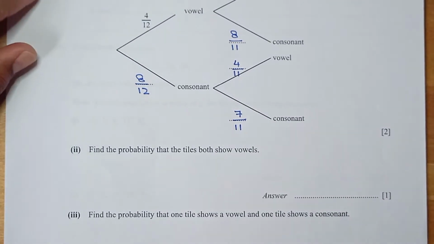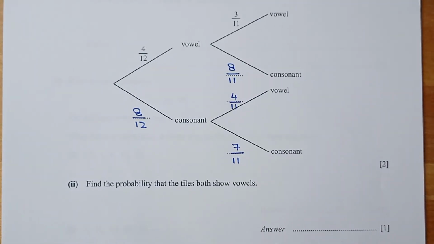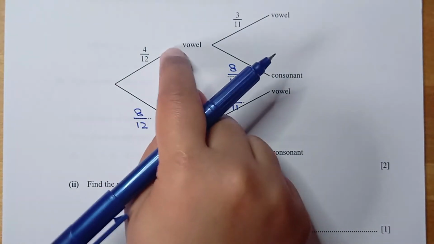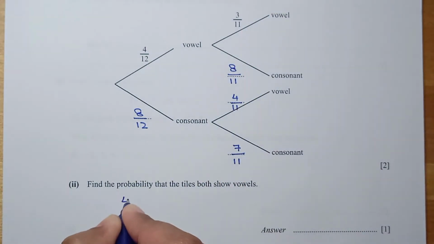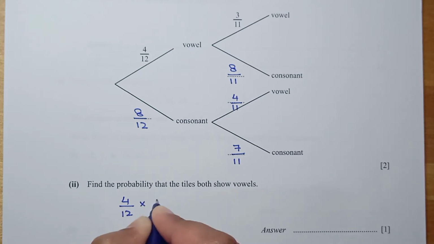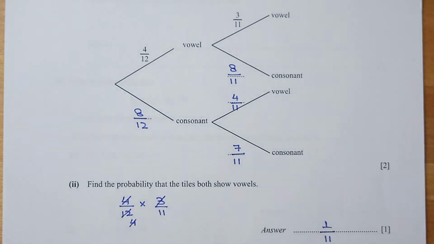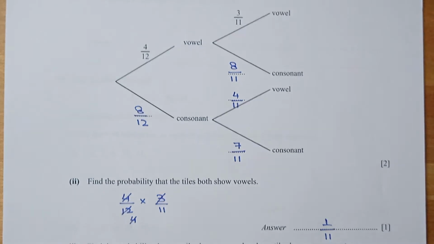Now for the second part, find the probability that the tiles both show vowels. Okay, both show vowels. So for vowels, you can see 4 by 12 and 3 by 11. So 4 out of 12 and then times 3 out of 11. So this is the probability for vowels. So 3 times 1 is 3, 3 times 4 is 12, 4 times 1 is 4, so it is just 1 out of 11. So this is the probability when both the tiles are vowels.